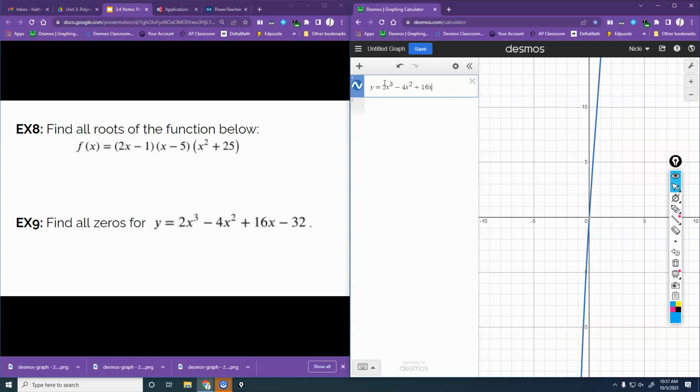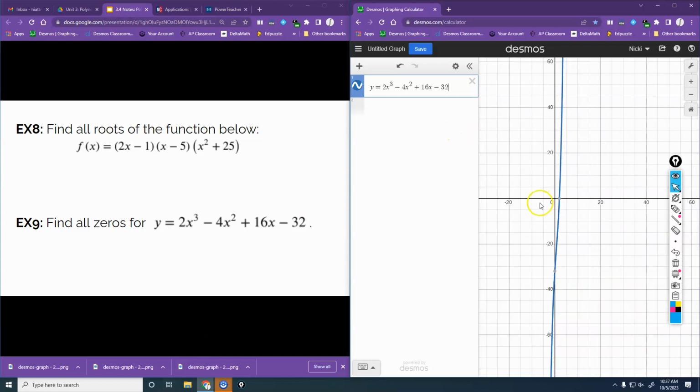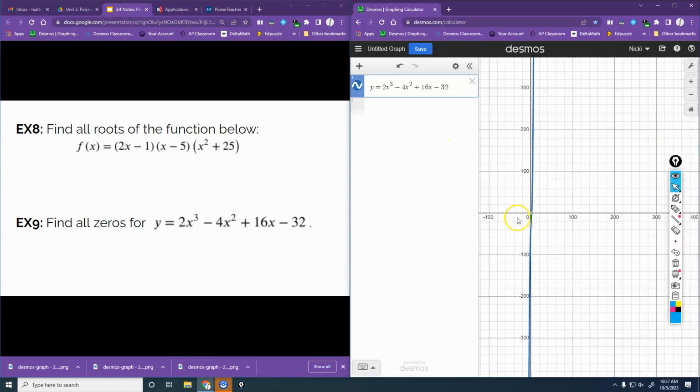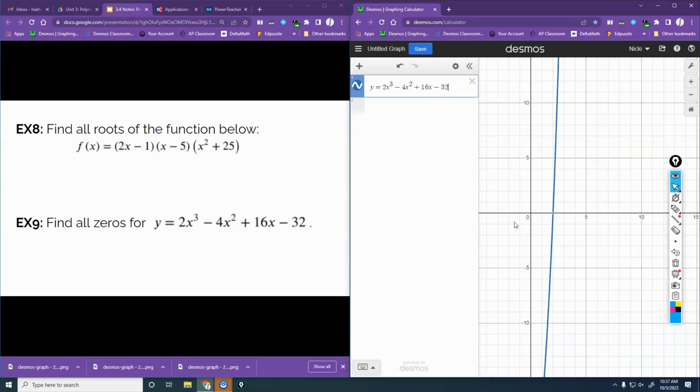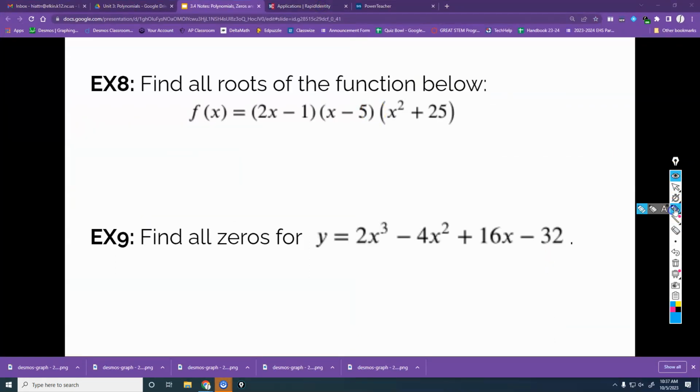How many zeros should I have for this one? 3. Okay, so we're going to have to do some more work on this one. We're not going to be able to complete this one completely using Desmos, but we can find one of the zeros. It is 2. All right, so I know one of them is x equals 2.